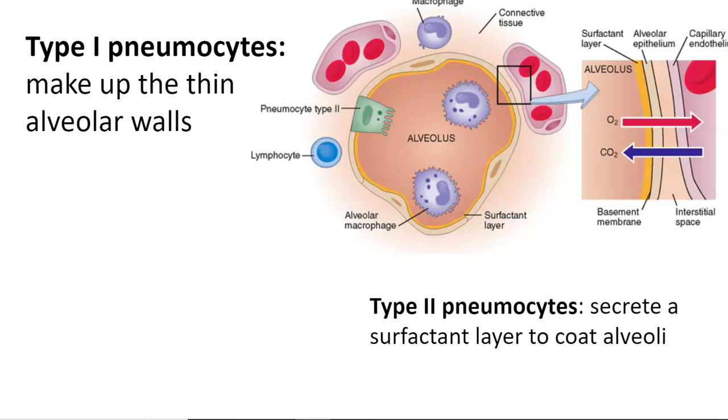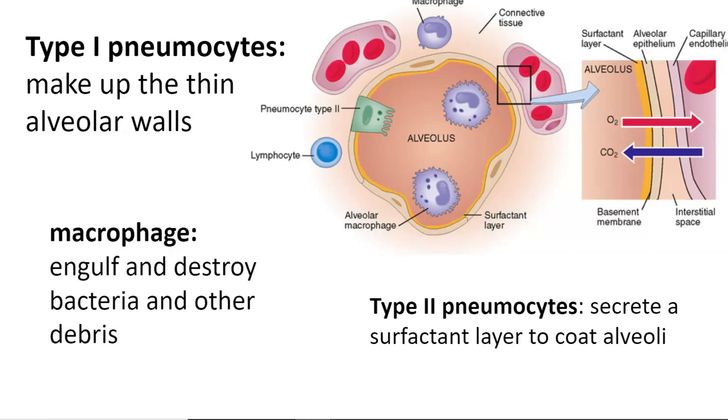So you need these moist membranes. They also are going to reduce surface tension. And that's going to be really important because you do not want these delicate little air sacs, they kind of look like clusters of grapes, to collapse in on themselves.